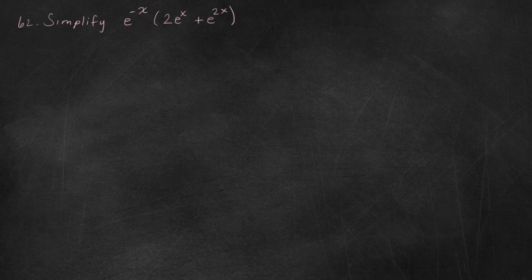Number 62, here I'm going to distribute the e to the negative x. And when I'm multiplying numbers with the same base, in this case e, I simply add the exponents. So I have e to the power negative x plus x times the 2 plus, and then I distribute across to the second term, e to the negative x plus 2x. And this simplifies to 2 times e to the power 0. e to the power 0 is 1. 2 times 1 is 2. Plus, and when I add my exponents in the next term, I'm just left with e to the x.